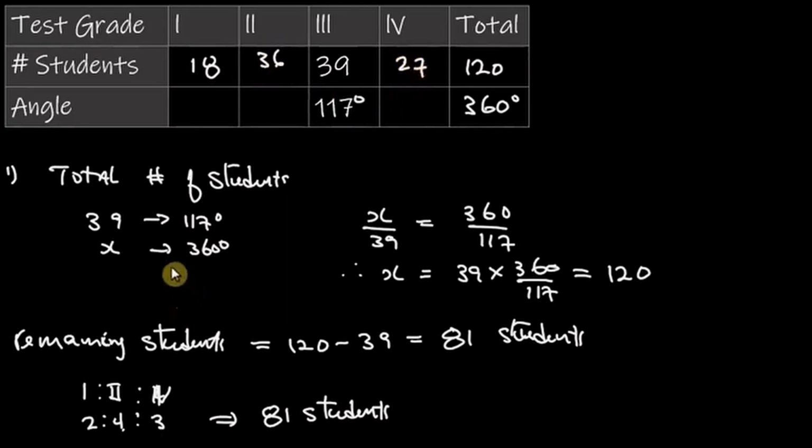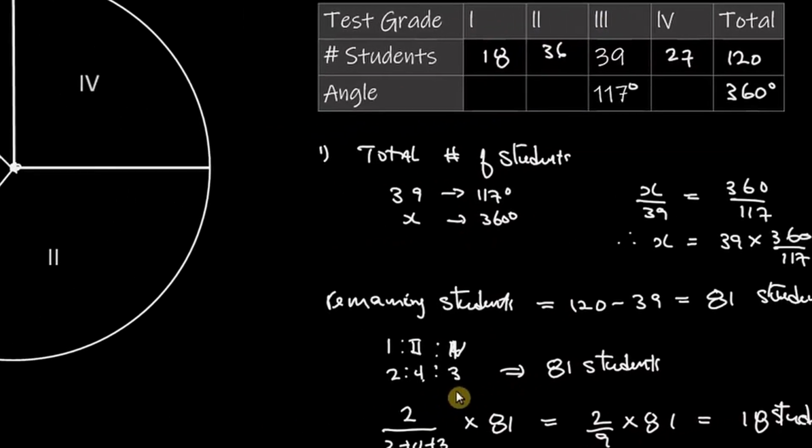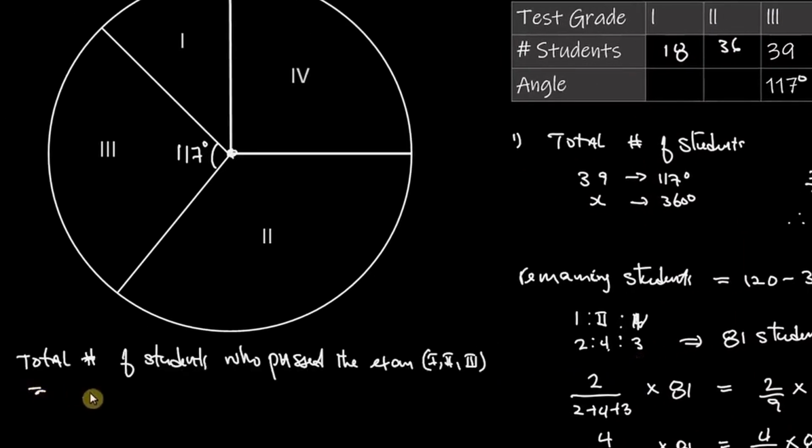So if we're told that a passing grade is accepted as a grade 1, 2, or 3, then the total number of students who pass this exam is equal to 18 plus 36 plus 39, and that would equal 93 students. The third part of the question: what is the angle for the grade 1 students?